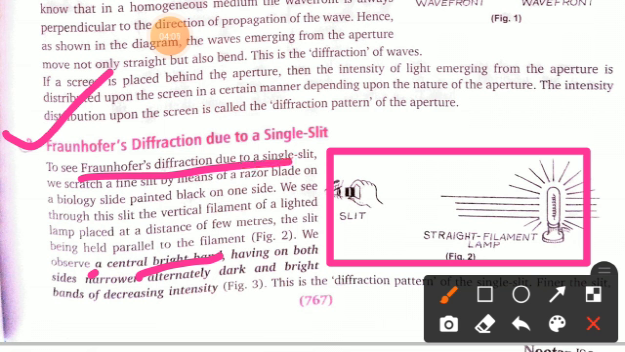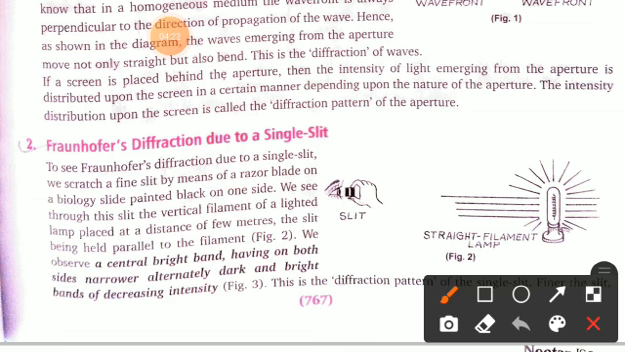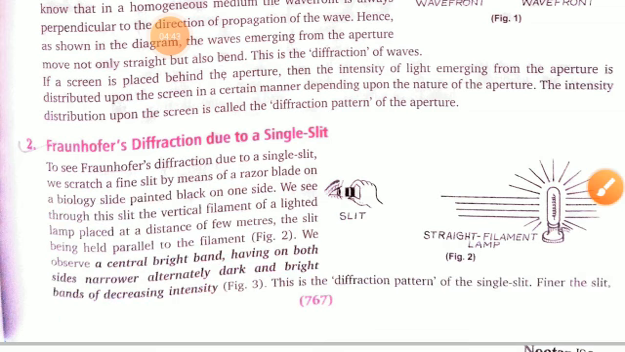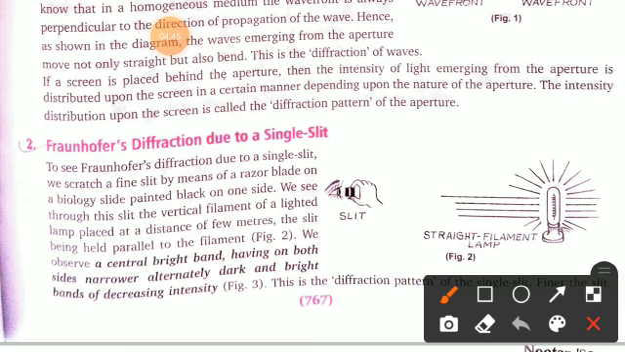If you take a cardboard and take a blade and mark a sharp line over the cardboard, that is the formation of a slit. Clear? So to see the Fraunhofer diffraction due to a single slit, we scratch a line slit by a razor blade on a biology slide painted black on one side. So we see through this slit the vertical filament of a lighted lamp placed at a distance of a few meters. You can see here, this is the Fraunhofer diffraction experiment. So we observe a central bright band having on both sides narrow alternately dark and bright bands of decreasing intensity. So this is called the diffraction pattern. Clear?